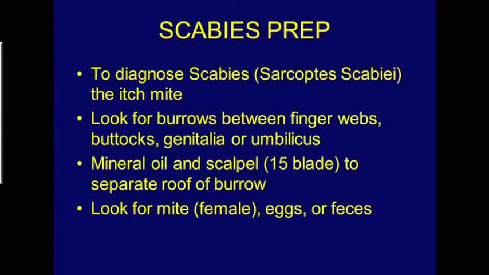Now, if you draw blood, you're going to ruin the prep. So you have to be very, very superficial, and you can almost shave off the entire burrow, and sometimes that's very helpful, or you can scrape it very, very gently. And then you look for the mite, which is usually the female. You're going to look for the eggs and for the feces.